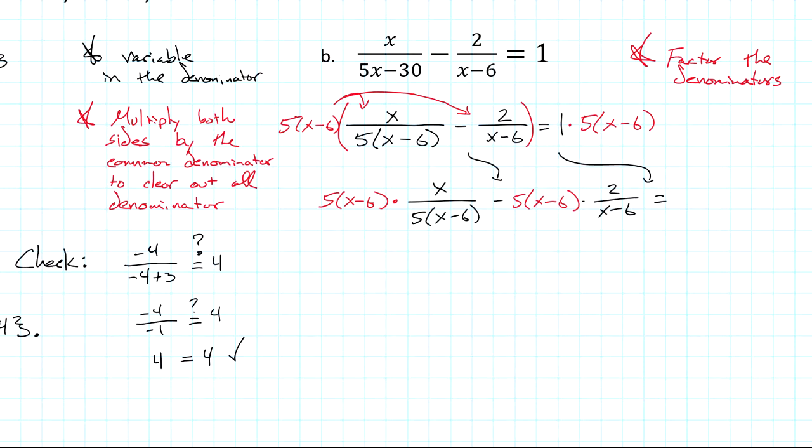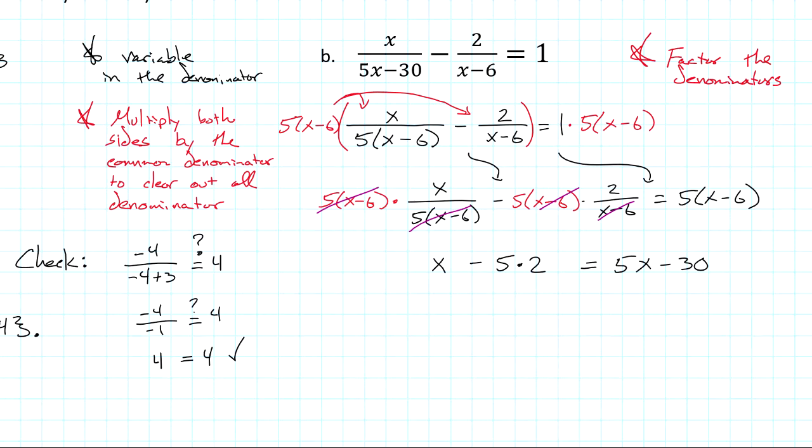On the right side, we will have just 5 times x minus 6 after multiplying it by the 1. And we'll distribute that 5 across in the next step. Now let's go ahead and do some cancellation. We have 5 times x minus 6 can cancel top and bottom in the first fraction, leaving us with just an x here. In the second fraction, the x minus 6's can cancel, leaving us with minus 5 times 2. Now we'll bring down that equal sign, and on the right side we'll multiply the 5 across: 5x minus 30.